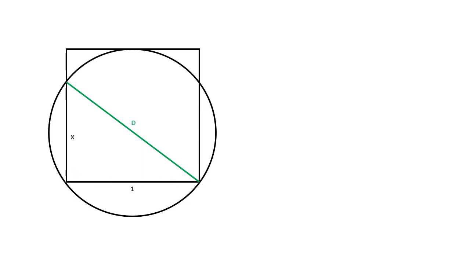We will denote the diameter of the circle as d and the left leg of the right triangle as x. Applying the Pythagorean theorem in this right triangle, we find that the square of d equals 1 plus the square of x. We can construct the following diameter of the circle. The piece marked in red will be equal to the entire diameter of the circle minus the side of the square, or d minus 1.